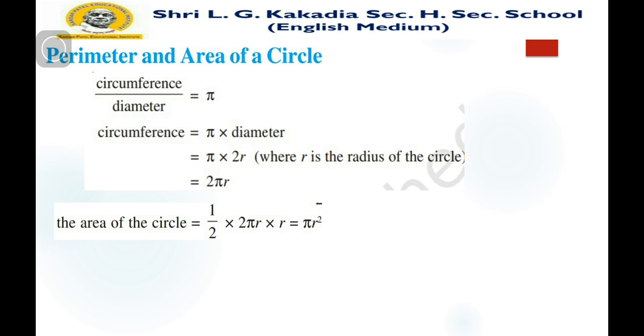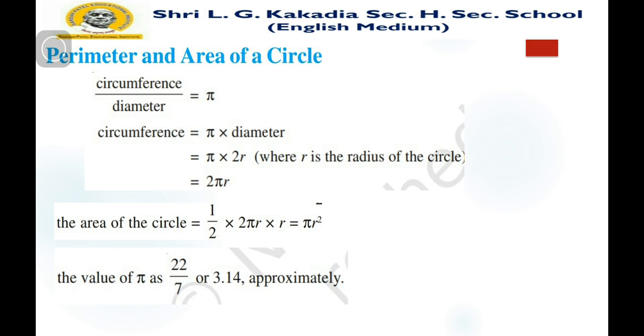Here we inform you that we can take the value of pi as 22/7 or 3.14 approximately. We can take either value in place of pi, and if it is stated, then take 3.14, otherwise we take 22/7.